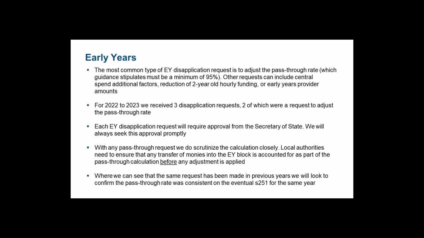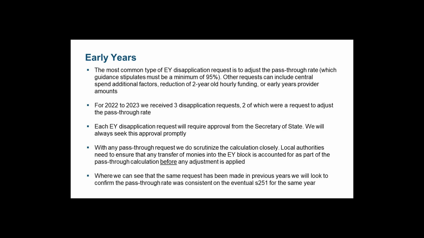So just to talk a little bit further about early years, more specifically, the most common type of early years request we do get is to adjust the pass-through rate. The minimum requirement is 95%, but many local authorities, if they submit an early years disapplication, it's most commonly because they want to adjust that pass-through rate and reduce it slightly. That first bullet point does cover a couple of other examples of types of early years disapplication, but as you can see, we didn't receive that many last year, and the majority that we did receive were in relation to the pass-through rate.